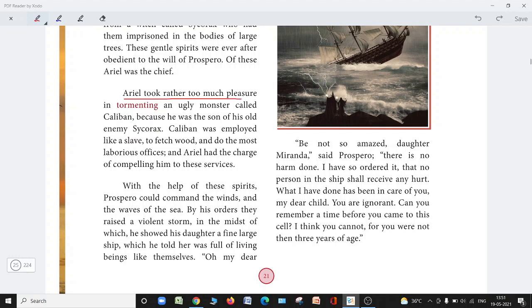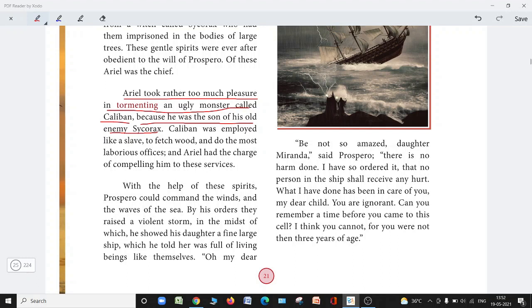Ariel took rather too much pleasure in tormenting an ugly monster called Caliban because he was the son of his old enemy Sycorax. This fellow, Caliban, an ugly monster, was the son of the witch Sycorax. Tormenting, what do you mean by tormenting? Tormenting means making someone suffer or worry a lot. Ariel took too much pleasure in making him suffer because he was the son of his enemy Sycorax. Caliban was employed like a slave to fetch wood and to do most laborious offices, and Ariel had the charge of compelling him to these services.